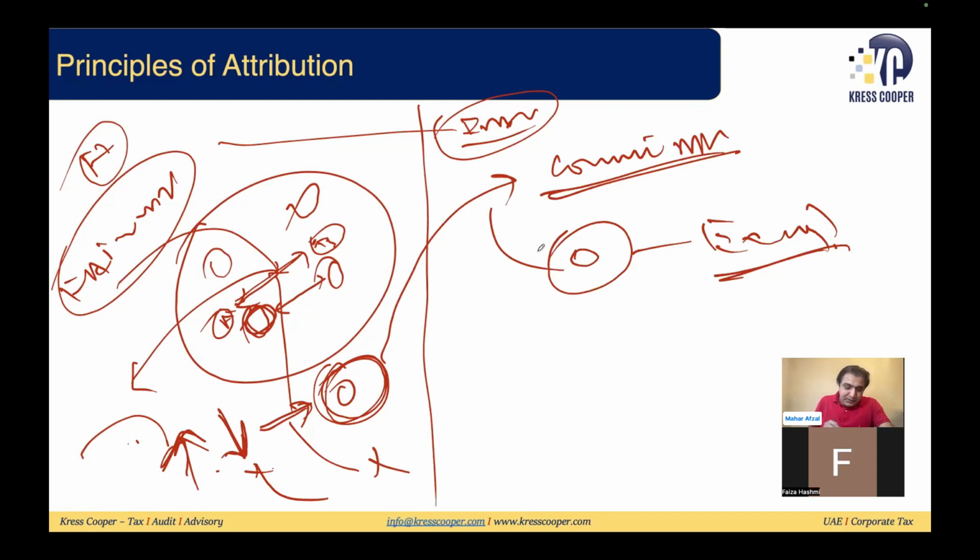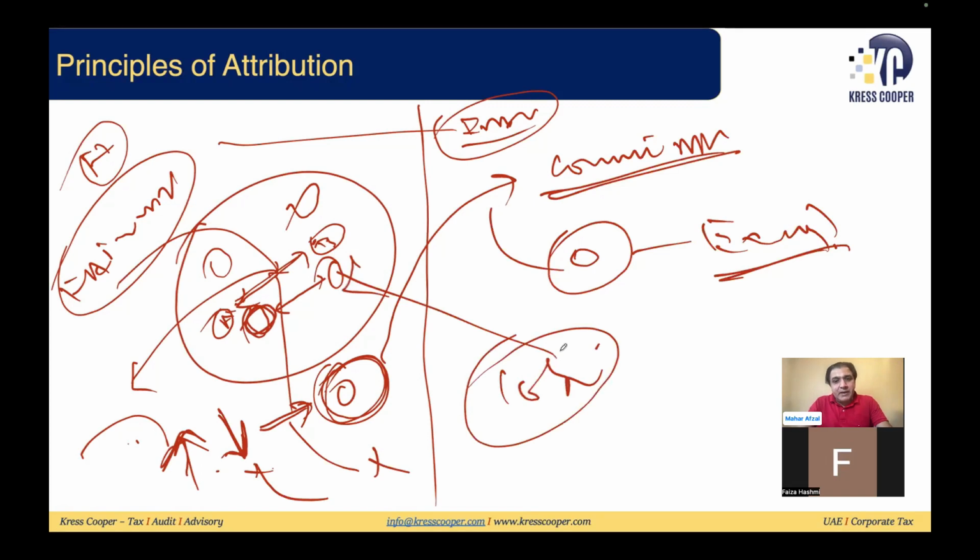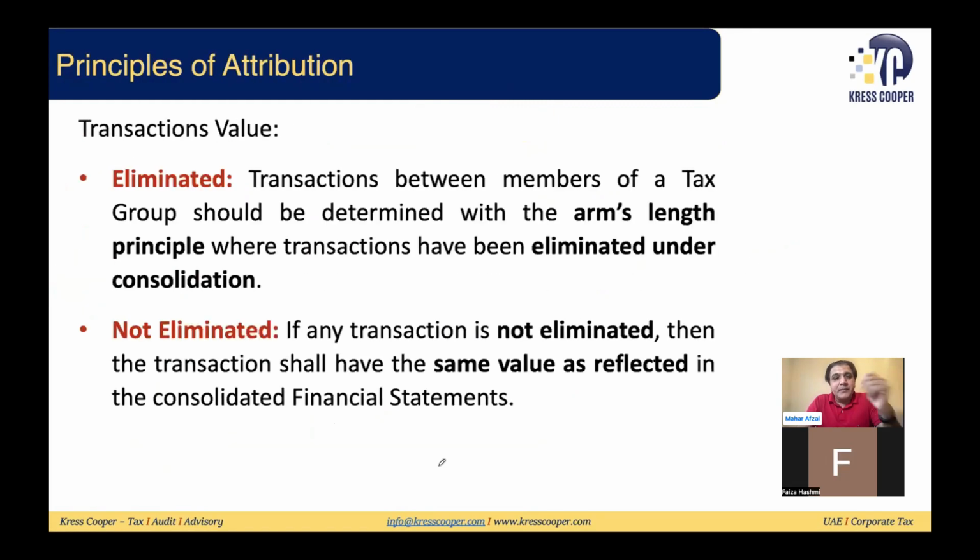Then, assuming group member B has incurred any cost for A, the law says whatever B has incurred, B needs to charge A at the market value. This is also the fair market value principle. And while assessing the fair market value, we have discussed the transaction value and the attribution principle.